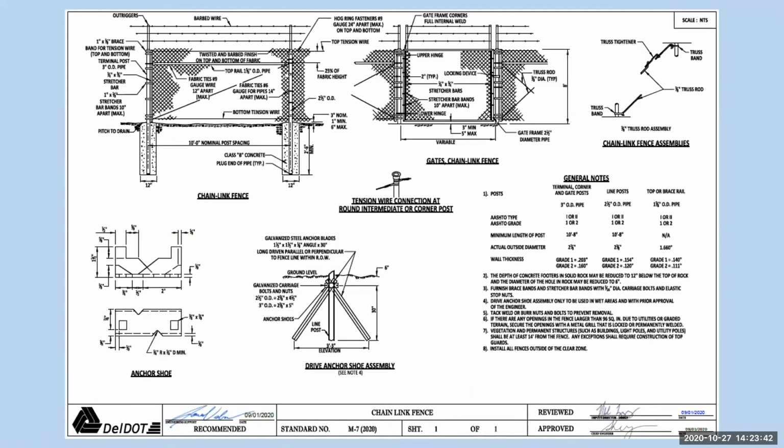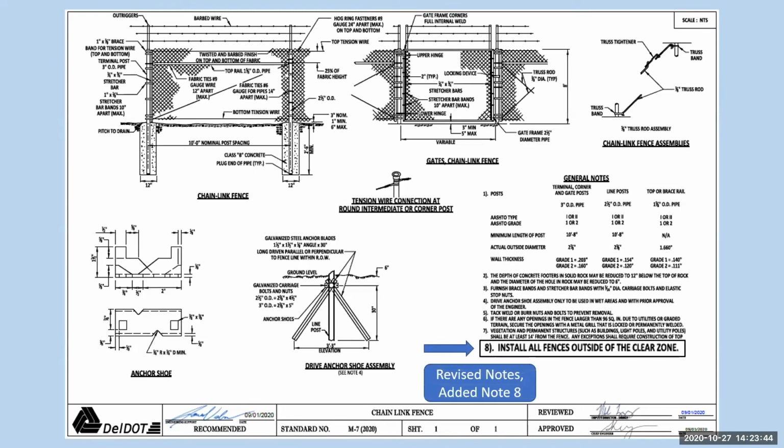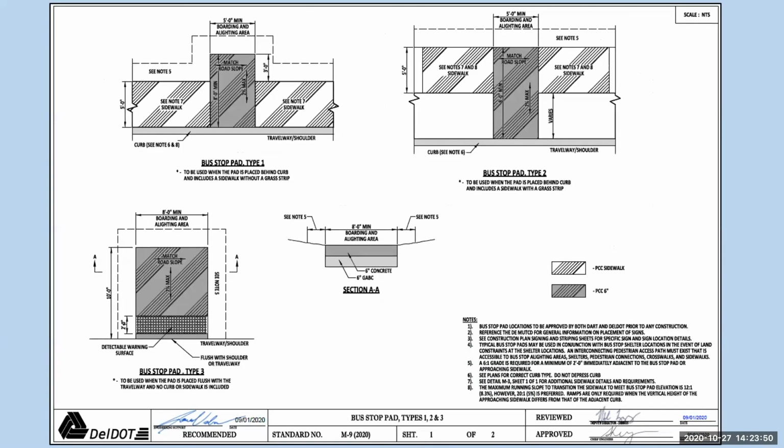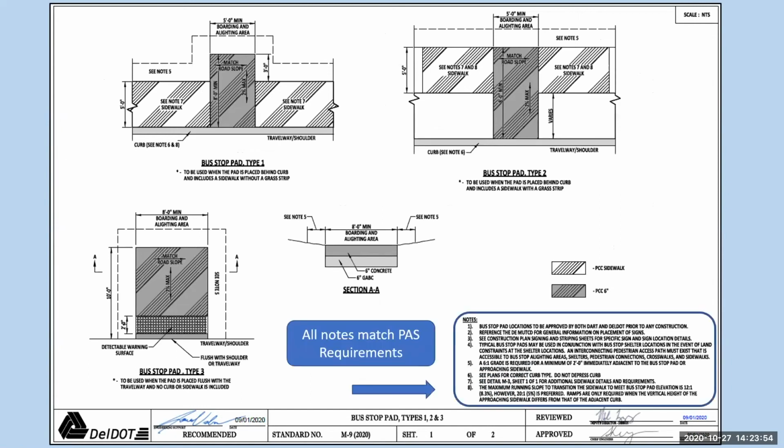Chain link fence details. Revised notes, added note 8, install all fences outside the clear zone. For the bus stop pad types 1, 2, and 3, you see the notes at the bottom. All notes now match the pedestrian accessibility standard requirements.